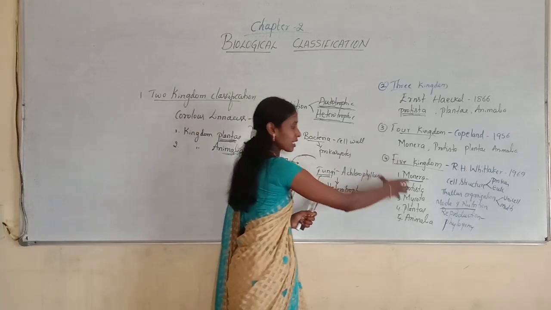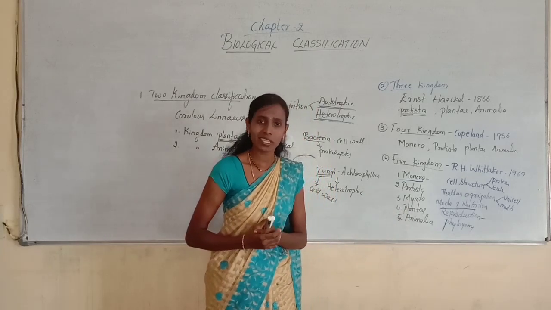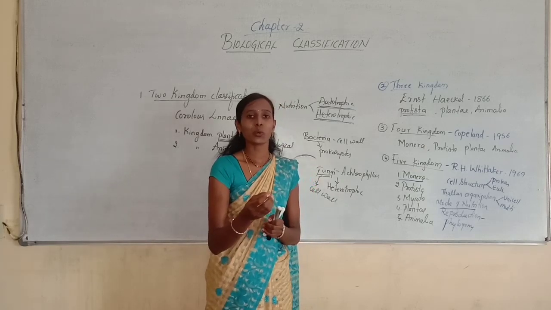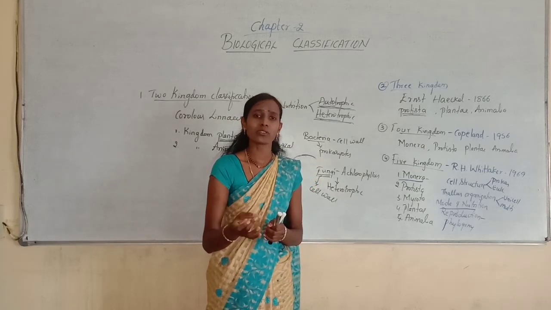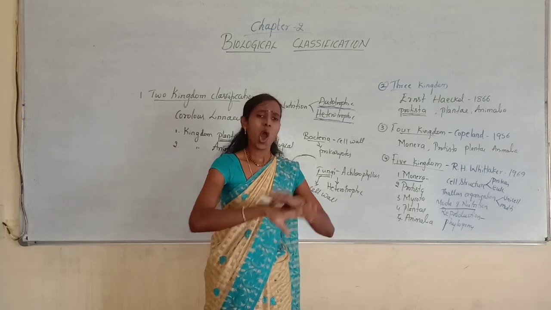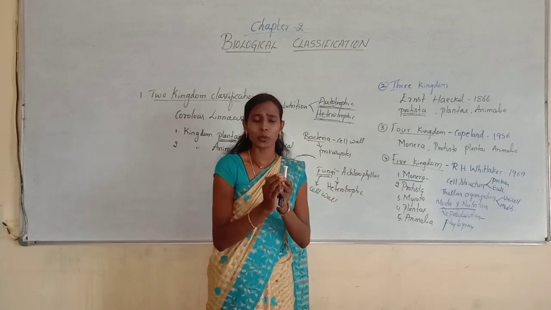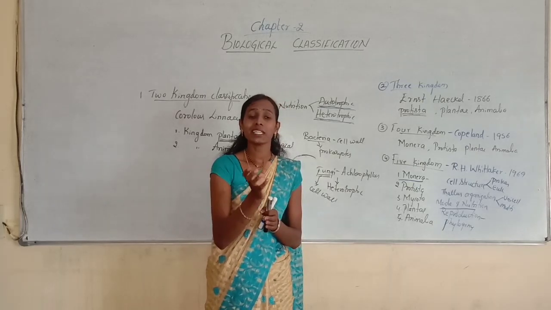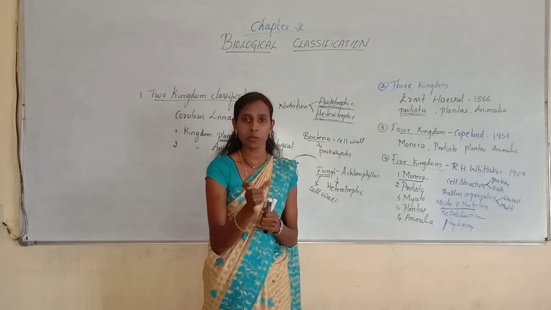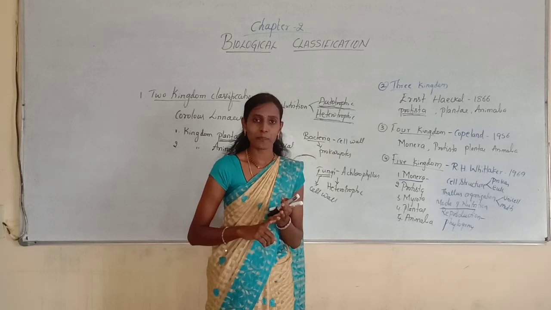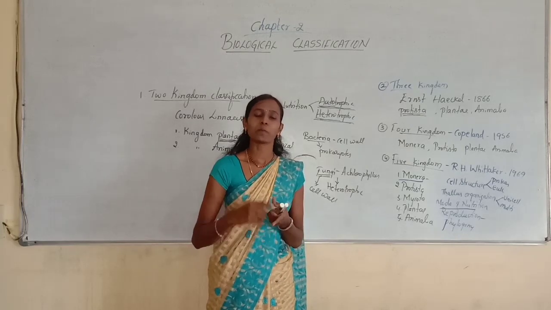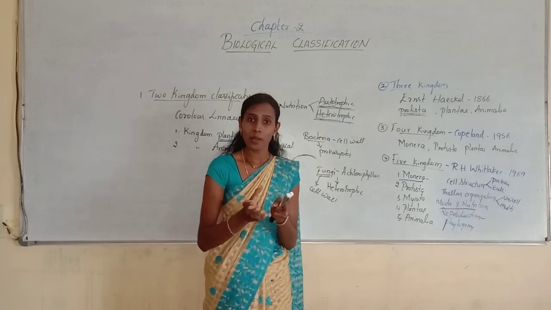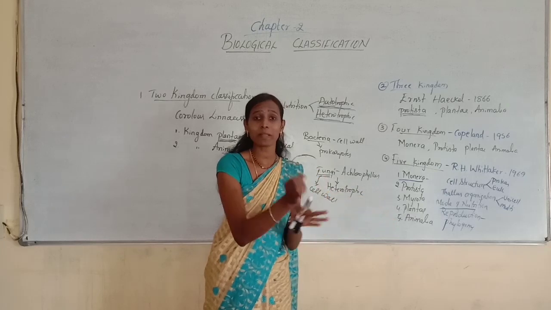But when you look at the earlier system of classification, there were so many confusions, because they included bacteria, fungi, mosses, gymnosperms, and angiosperms, all these organisms, in one group, Plantae. So why were they included in one group, Plantae? The main criterion they considered is the presence of silver. We can find the presence of silver in bacteria, fungi, algae, gymnosperms, and angiosperms. In all these organisms we can find the presence of silver. That's why they were included in one group, Plantae.